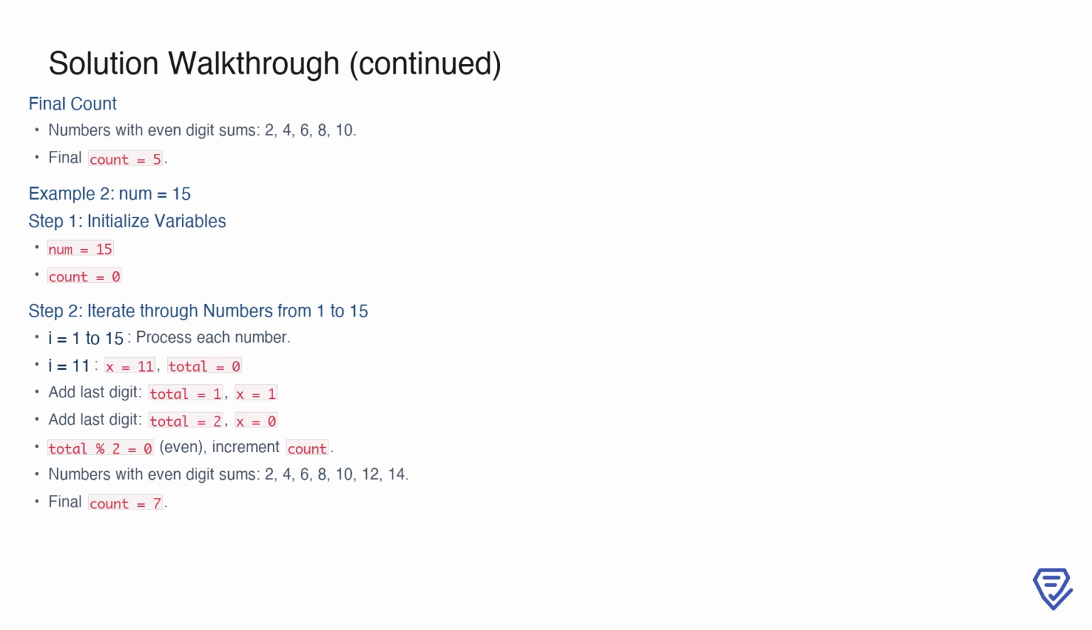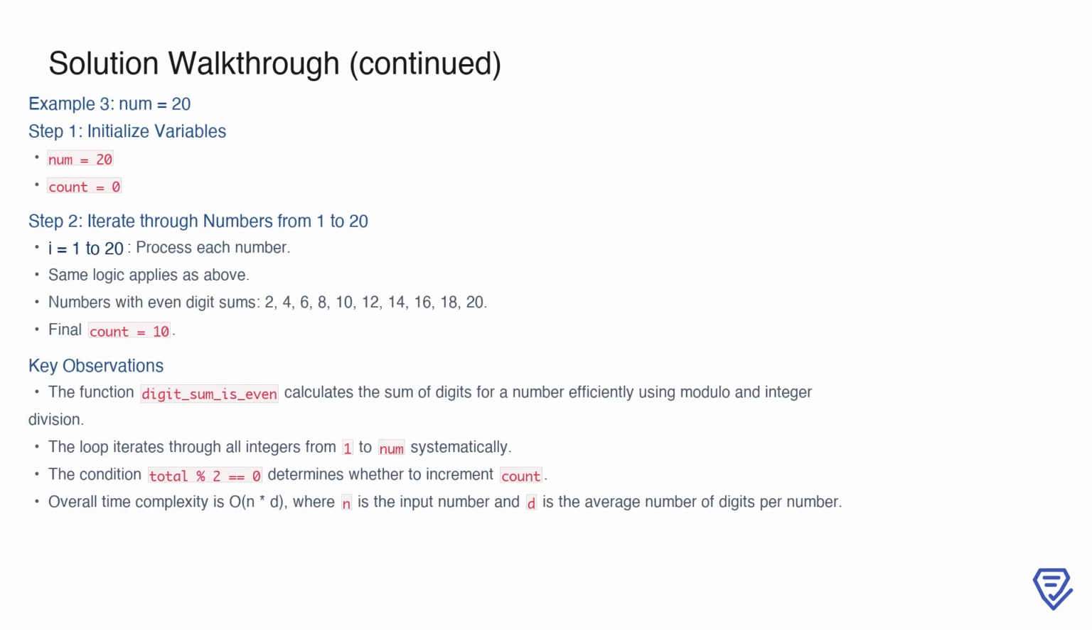By following this systematic approach, we can accurately count the qualifying numbers. Finally, let's consider a larger example where number is 20. We initialize number equals 20 and count equals 0, and then iterate through all numbers from 1 to 20. Using the same logic as before, we calculate the digit sum for each number and check if it is even. For this range, the numbers with even digit sums are 2, 4, 6, 8, 10, 12, 14, 16, 18, and 20. This gives us a final count of 10.